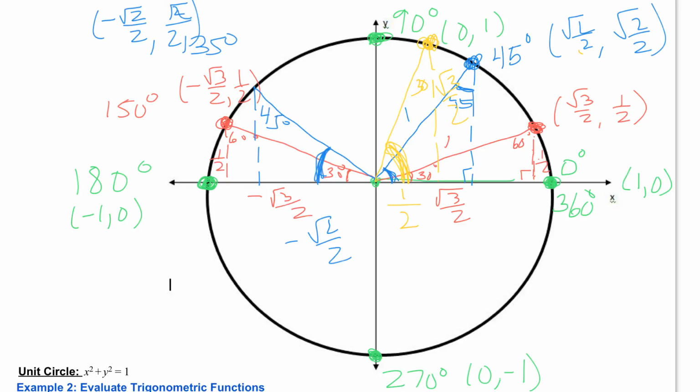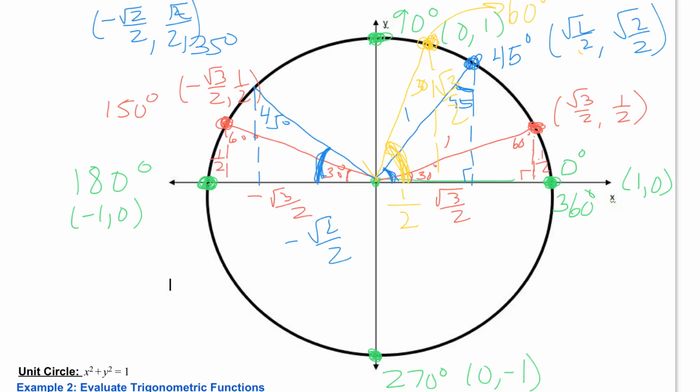But this point right here, you know what, let's take away. Let's do this. So this is 60 degrees, which would be your ordered pair. And I don't have room to write it down, but if you want to write it down next to it, your 60-degree angle would be 1/2, comma, square root of 3 over 2. And like I said before, if this is a little confusing, it should start to make sense as we start doing the examples.